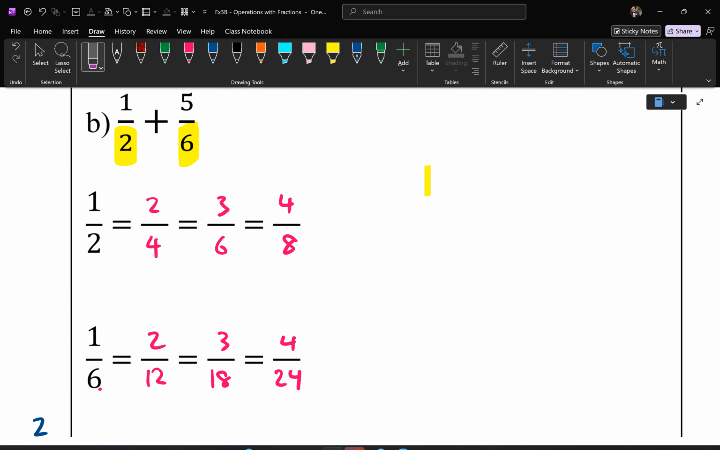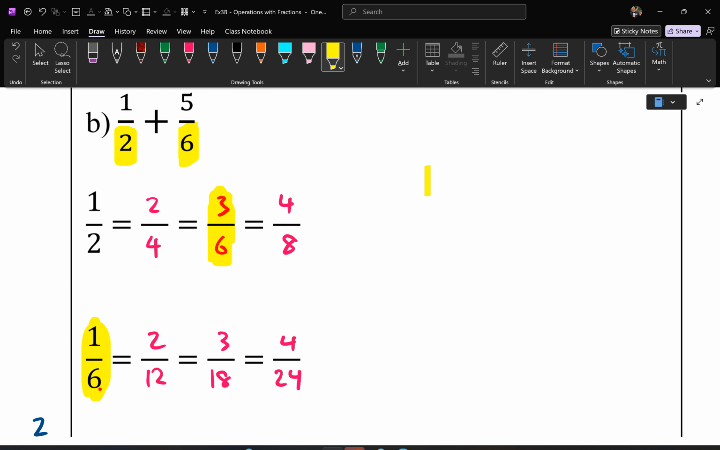Okay, so that skill there, that skill is exercise 3A. So if you need to revise that, that's what you do in 3A. Now, where do they both share the same type of fraction? 6. That's the lowest common multiple. Okay, so lowest common multiple of 2 and 6, they both have a 6.